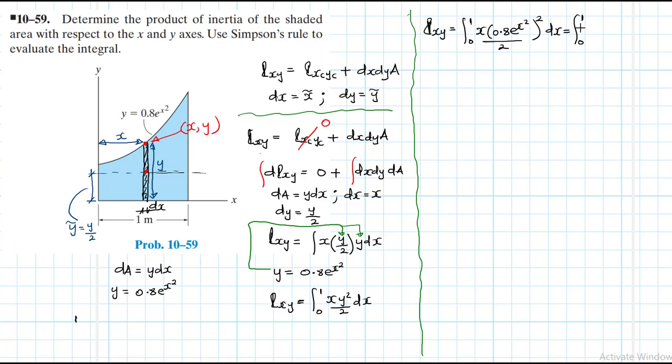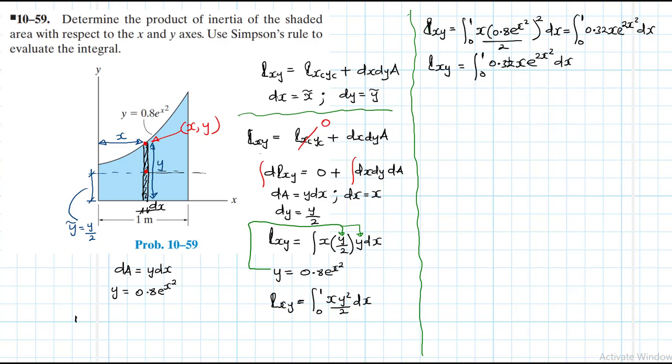0.8 squared, that's 0.64, divided by 2. So this becomes 0.32 x e to the power 2x squared dx, right? Great. So Ixy is equal to the integral from 0 to 1 of 0.32 x and then e to the power 2x squared dx.